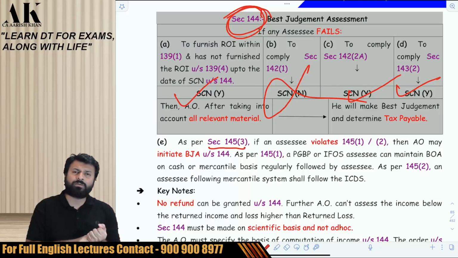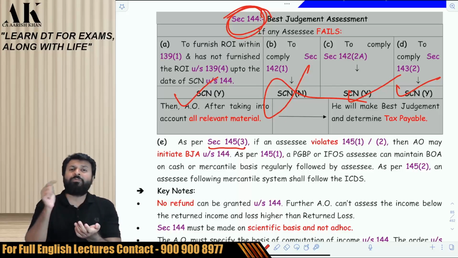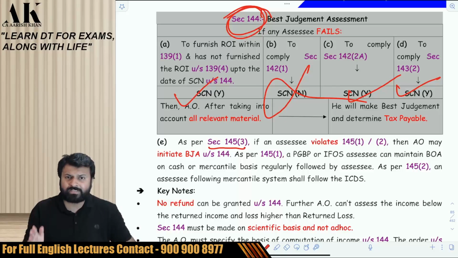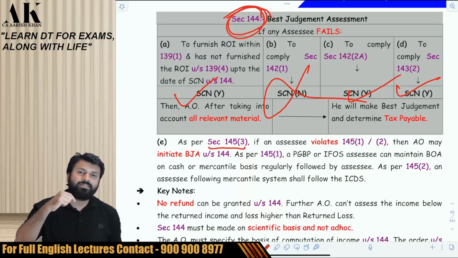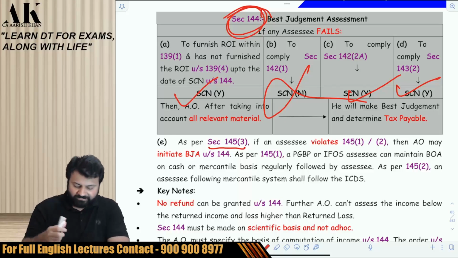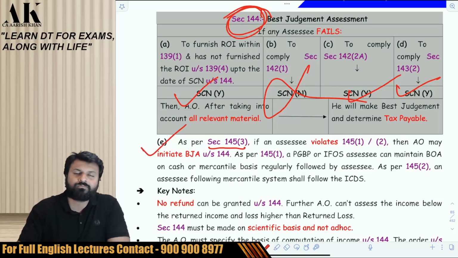What is 145 subsection 2? Try to recall what does it talk about. It talks about if you follow mercantile system, then you have to follow the accounting standards given by the central government and which is ICDS. You have to follow ICDS as given by central government. If you do not follow, then in that case, AO might do a best judgment. This is the 5th reason why AO might do a best judgment against you.